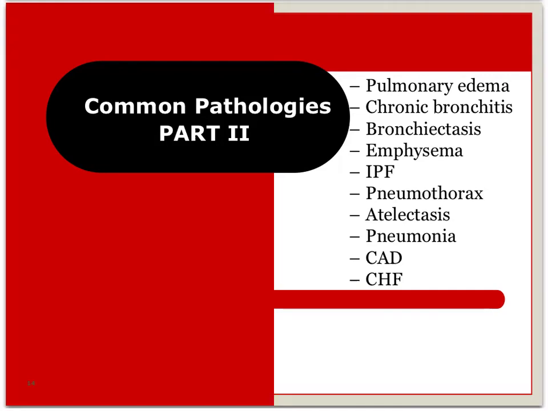In Part 2, we will review common cardiopulmonary pathologies to include pulmonary edema, chronic bronchitis, bronchiectasis, emphysema, idiopathic pulmonary fibrosis, pneumothorax, atelectasis, pneumonia, coronary artery disease, and chronic heart failure.